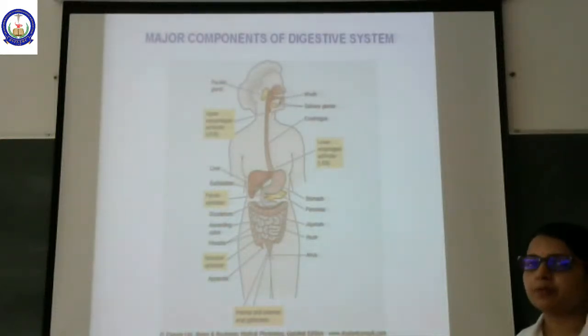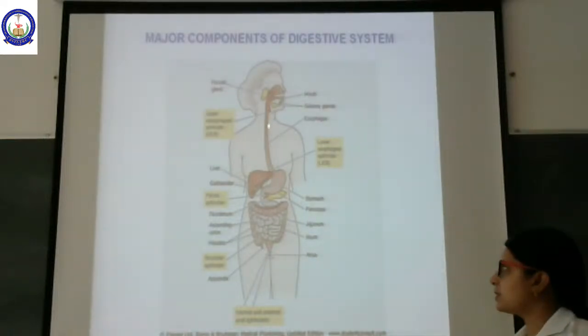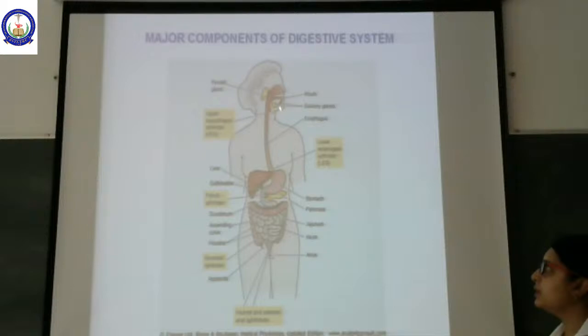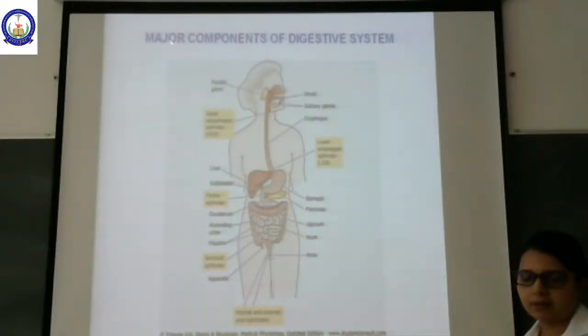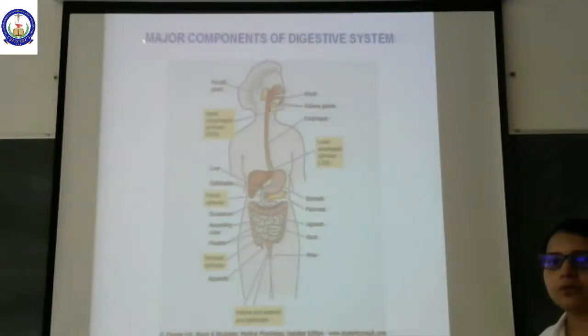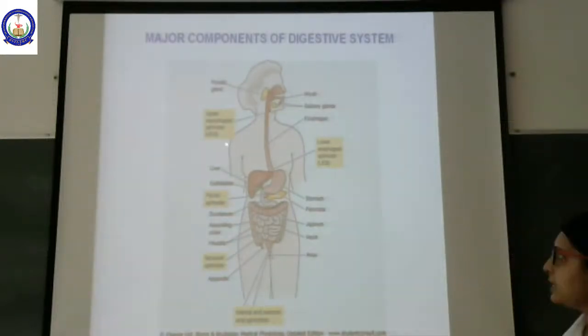How is it different from the previous diagram? You can observe some of the accessory structures in this. Here are some glands which are present in the oral cavity. These glands are called the salivary glands. The salivary glands play a very important role in the secretion of salivary juice. So these are the salivary glands present in the oral cavity.